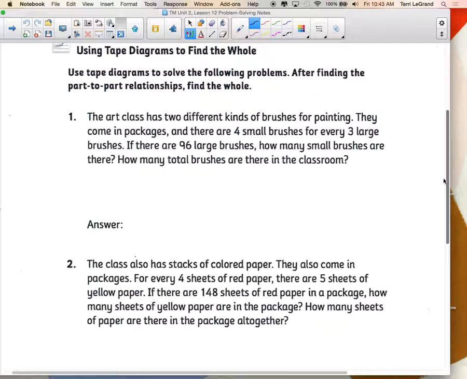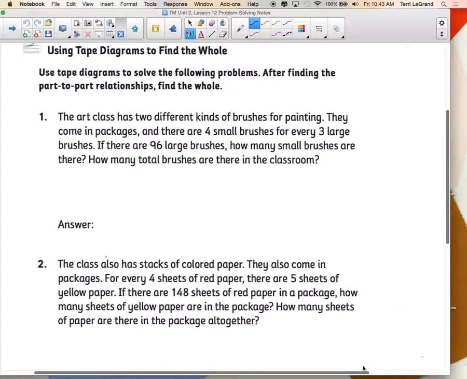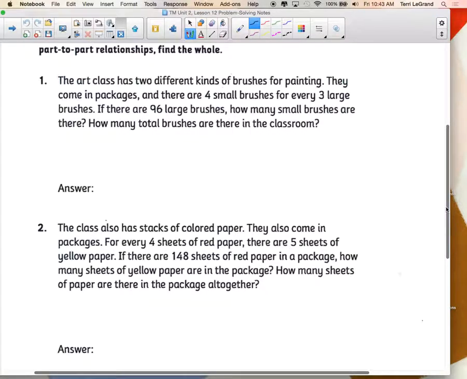In our first problem here, the art class has two different kinds of brushes for painting. They come in packages, and there are 4 small brushes for every 3 large brushes. If there are 96 large brushes, how many small brushes are there? That's our first answer that we're going to give. And then it asks how many total brushes are there in the classroom.